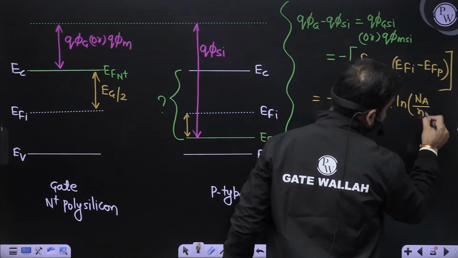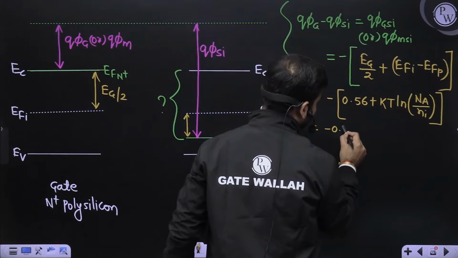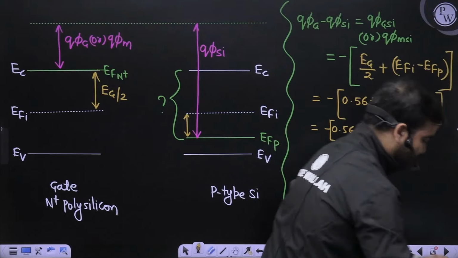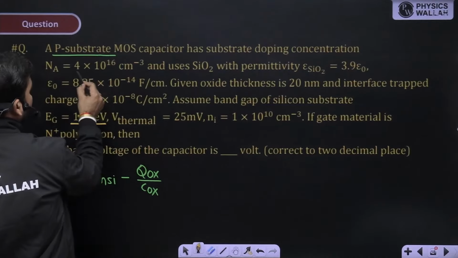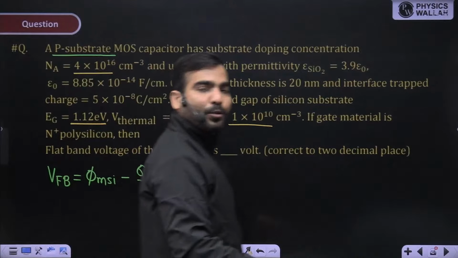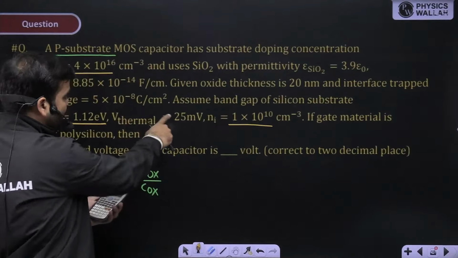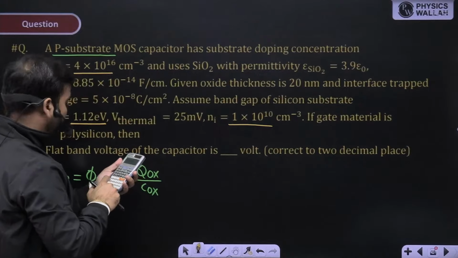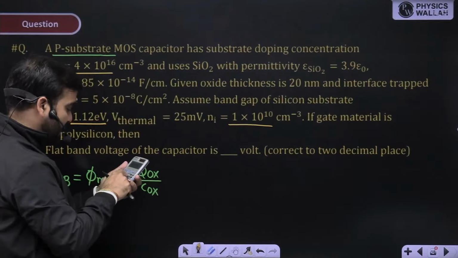Everything is given in the question. Na is given, Ni is given, KT is given. Let me calculate. 0.56 plus. Now how much is KT given? 25 millivolts. Na is given as 4 into 10 power 16 and Ni is given as 1 into 10 power 10. Let me put it into the calculator. KT ln of Na by Ni. KT is 25 millivolts, so 0.025, ln of Na, which is 4 into 10 power 16, upon Ni, which is 10 to the power 10.